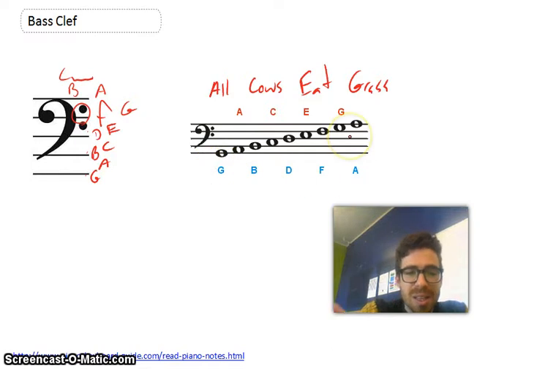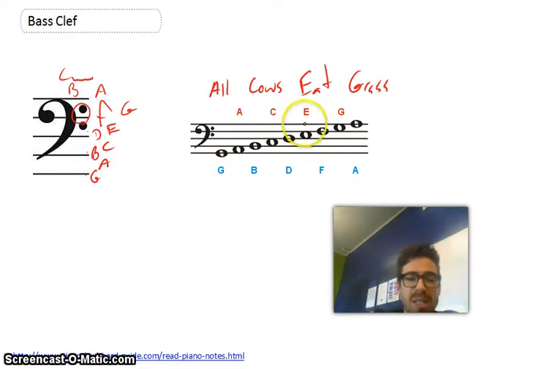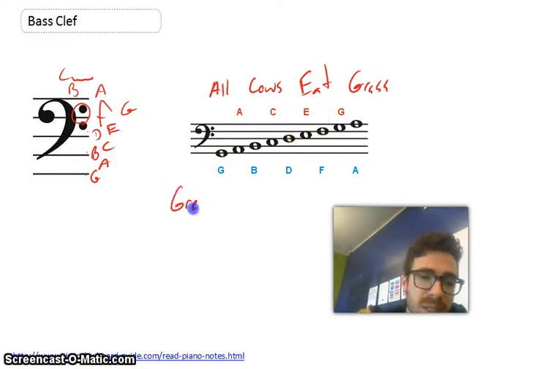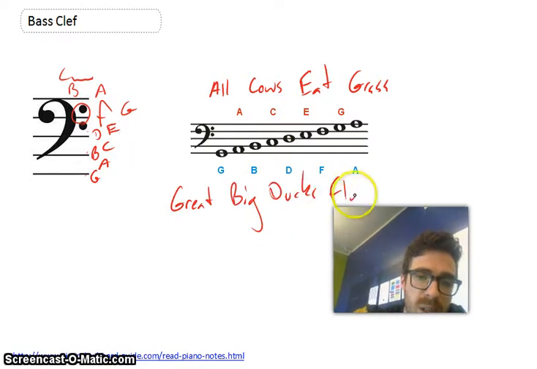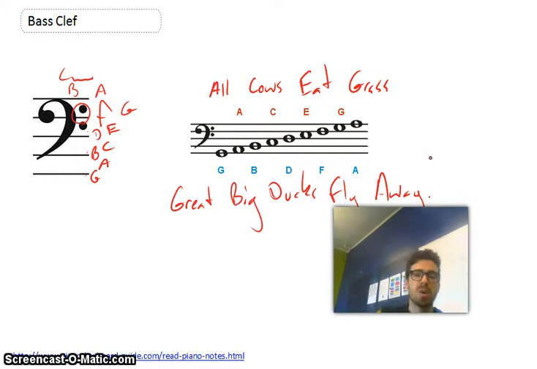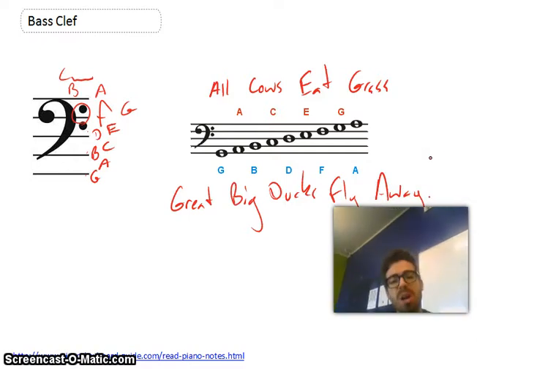Now, as for the lines, great big ducks fly away. I think that's a nice one to remember. So all cows eat grass for the spaces, and great big ducks fly away for the lines.